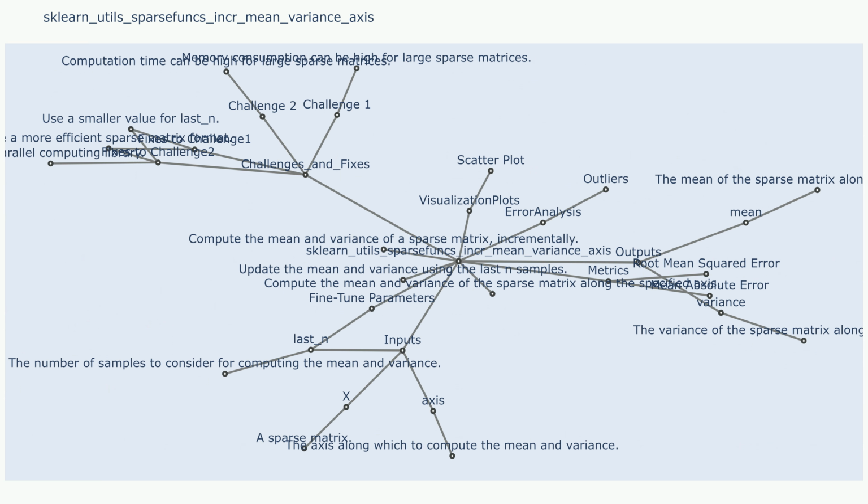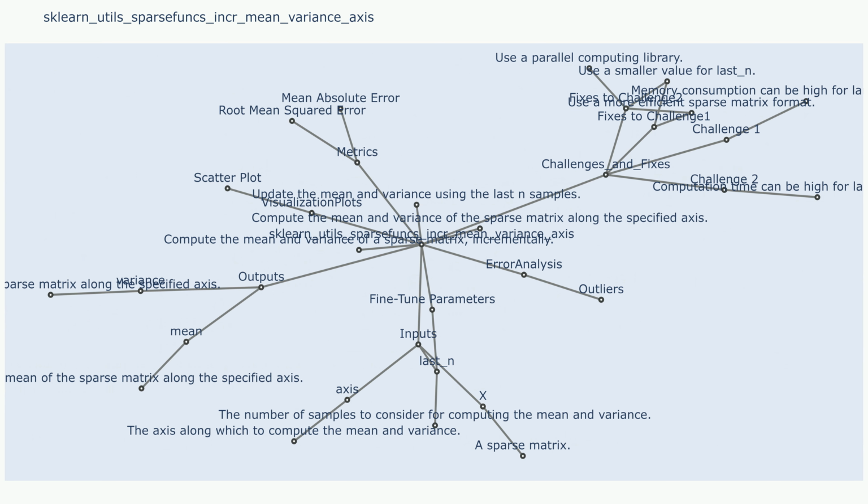Means, an optional array representing the current mean of the data along the specified axis. If None, the mean is initialized with zeros. Variance is an optional array representing the current variance of the data along the specified axis. If None, the variance is initialized with zeros.